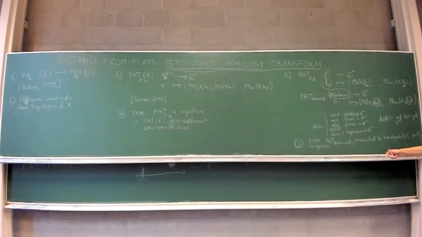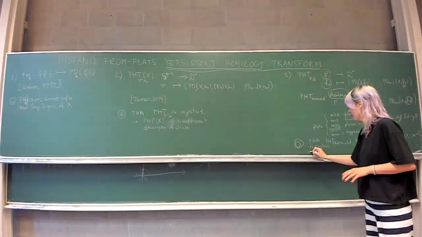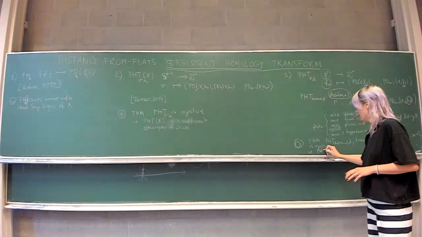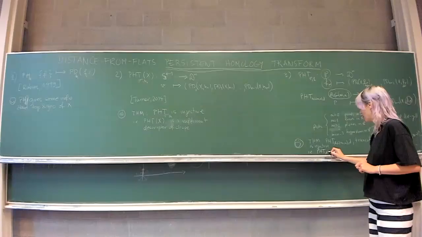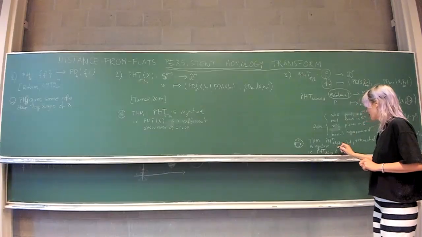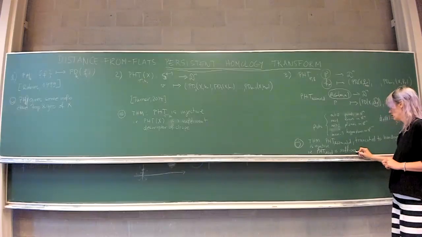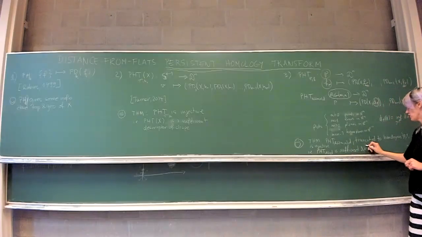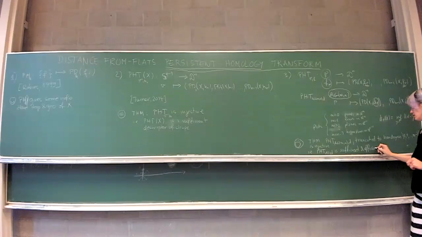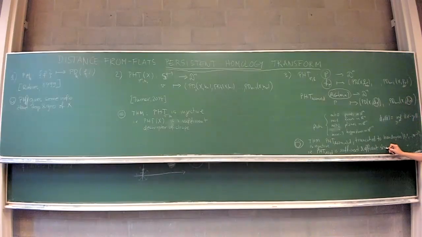That's really cool because what we now have is that this distance from flat PHT is a sufficient and efficient shape descriptor.